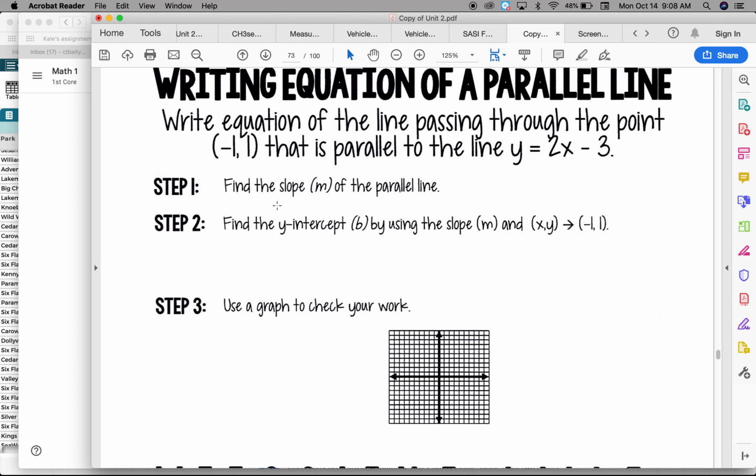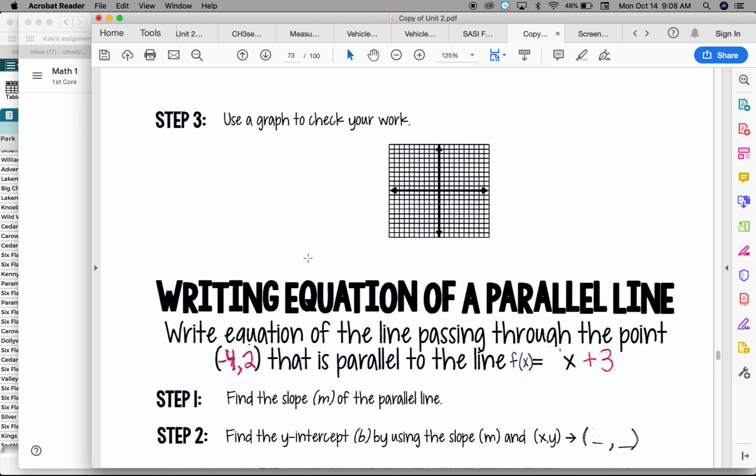So we know that this new line that is parallel to y equals 2x minus 3 is actually going to be y equals 2x plus 3. So that's going to be our new problem there.